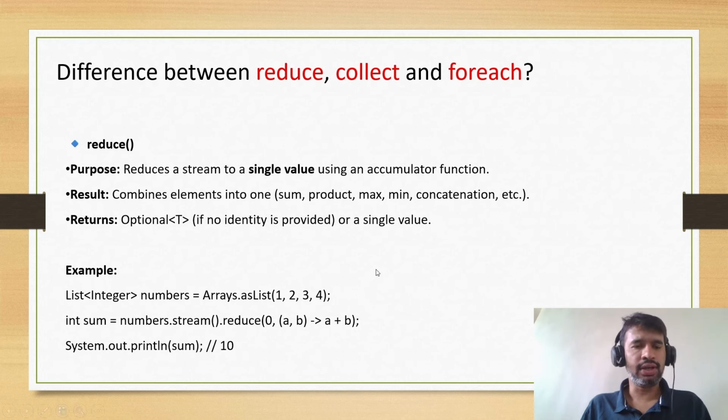Okay. So here you can see an example. I have these numbers, I'm streaming it and I'm reducing it to this. So basically it's kind of a summation I'm doing with reduce. So it reduces a stream to a single value.